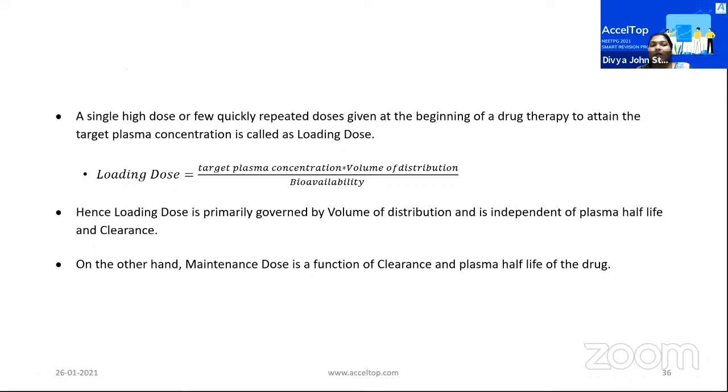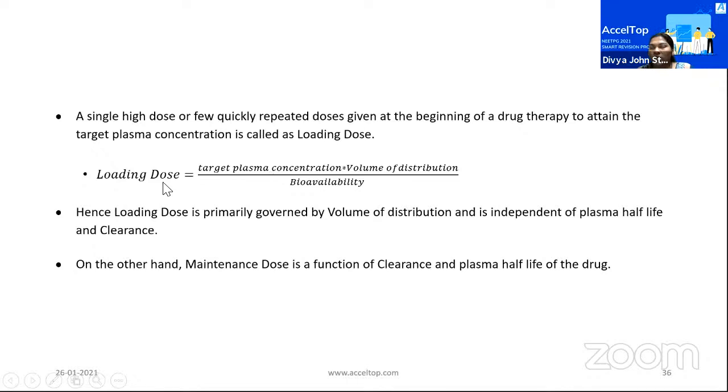So you know that loading dose is a single high dose or few quickly repeated doses given at the beginning of drug therapy to attain the target plasma concentration. And that is the definition for your loading dose. So loading dose has to be given in repeated doses or at high doses. And it will ultimately depend on the target plasma concentration that you are trying to reach, the volume of distribution that is available to accommodate the given dose, divided by bioavailability. In case it is an IV given drug, this bioavailability is 100% or at the max 1.